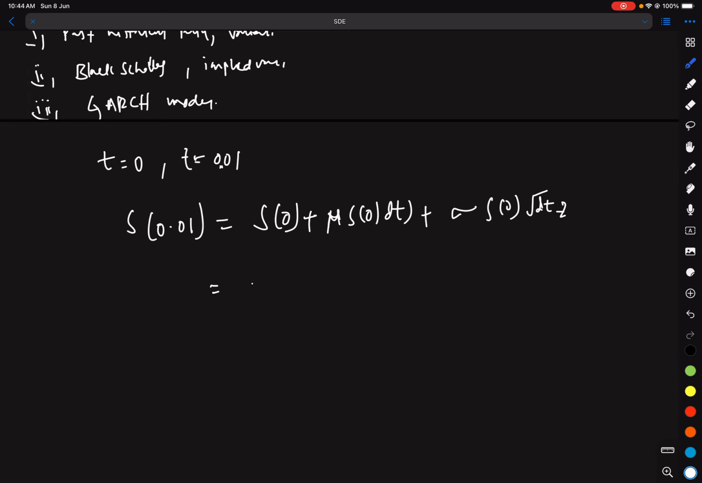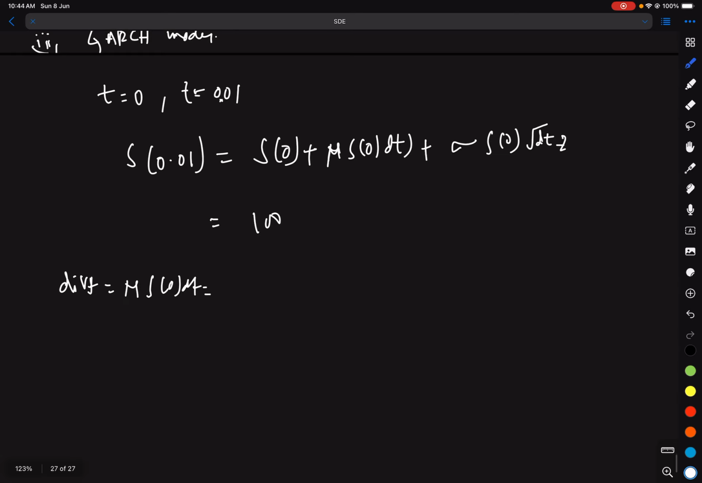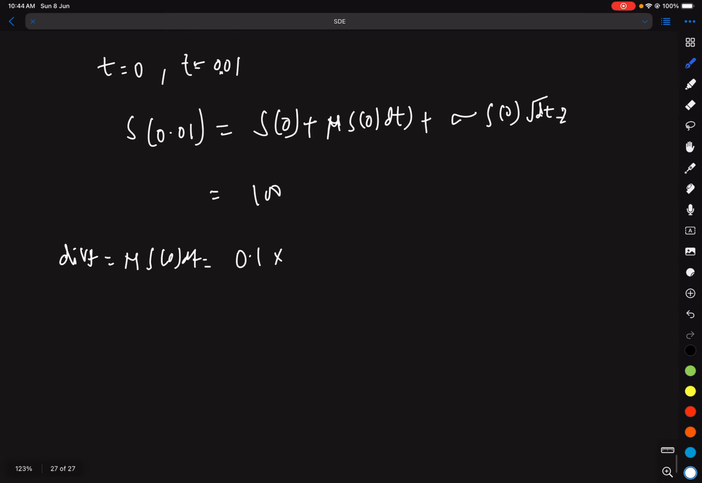So our initial price is 100, we already know, and our drift term, or deterministic part, is mu into S of 0 into dt, right? And we already know mu, the growth rate, is 0.1, so 0.1 into 100 into the step size we took, 0.01, which is 0.1. So plus 0.1.